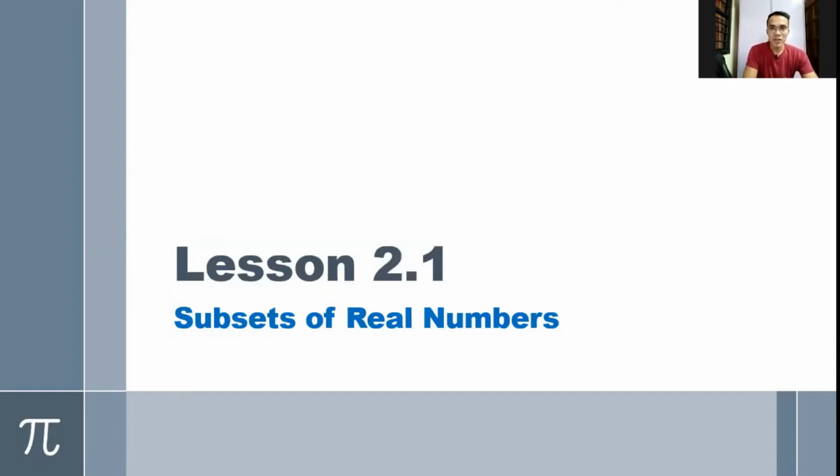Now let's move on to chapter 2. It's about the set of real numbers. In the previous chapter, the set of real numbers was already introduced to you. Some examples of real numbers are 2.1, pi, 2, 1, 1/2. Any number that you know, those are examples of real numbers.